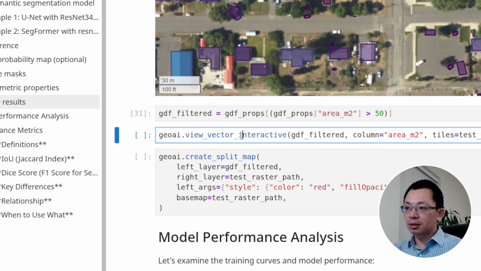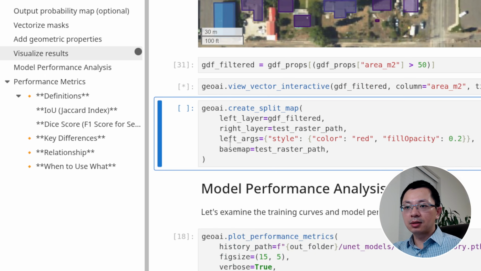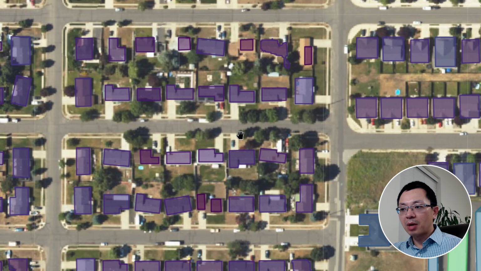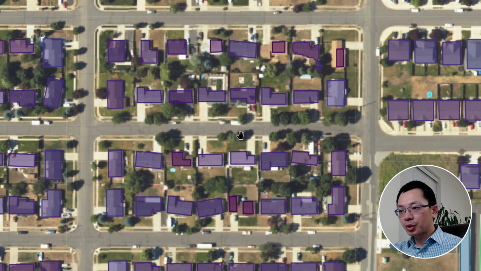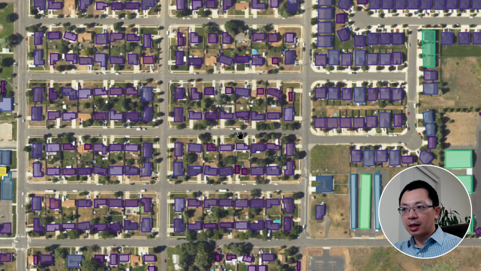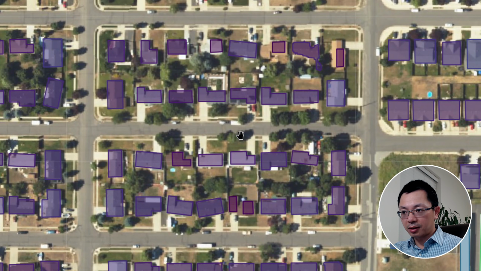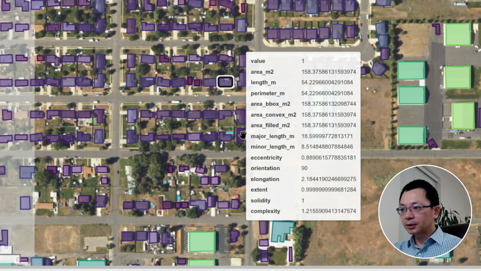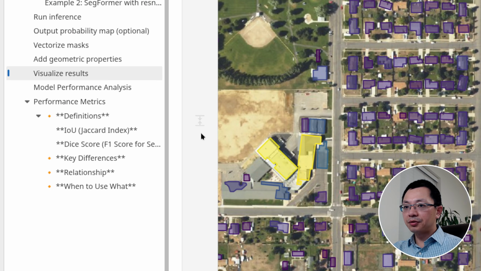So we can visualize the result again. In this way, we only get relatively larger buildings, but you might miss some buildings as well. As I said, train the model for more epochs and then apply the model to your data to see how it performs. And so this is the filter result.